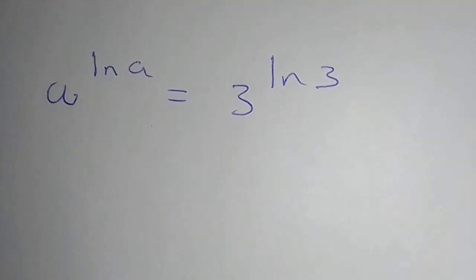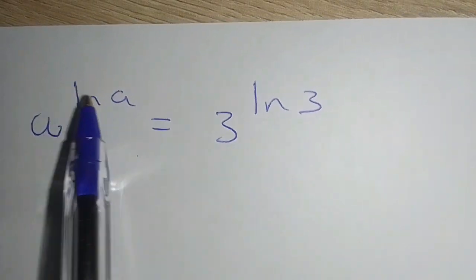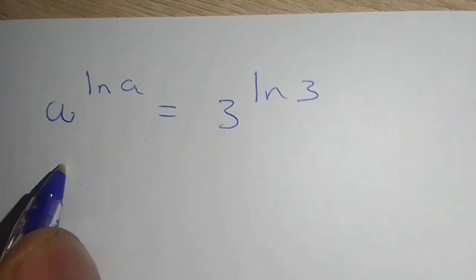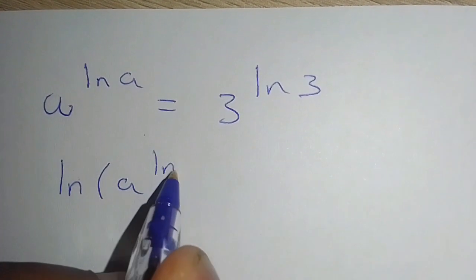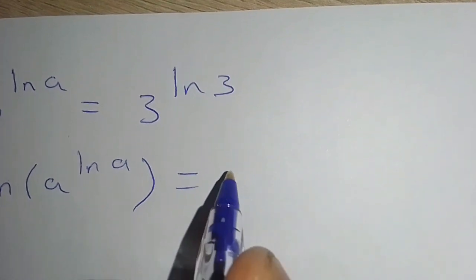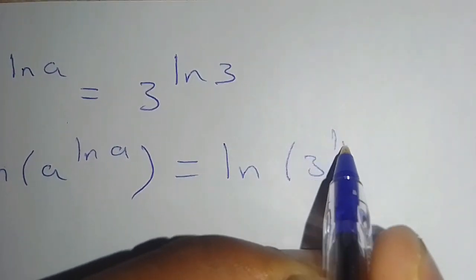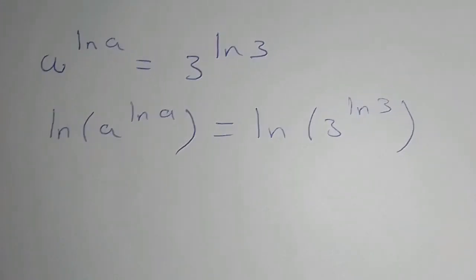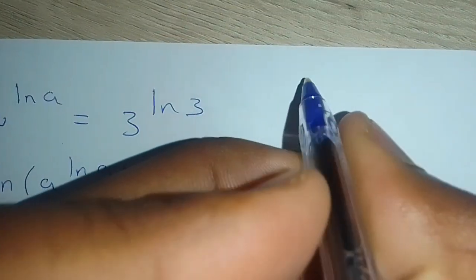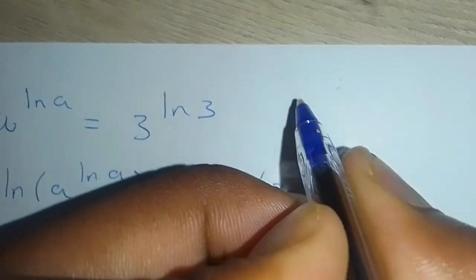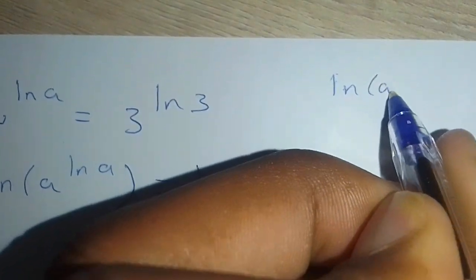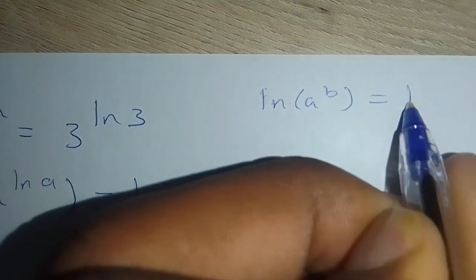How do we solve for a? Notice that here you have a raised to ln a. So what you can do is take ln on both sides. What happens if we take ln on both sides? You know the rules for logarithms: if you have ln of a to the power of b, that's going to be b ln a.